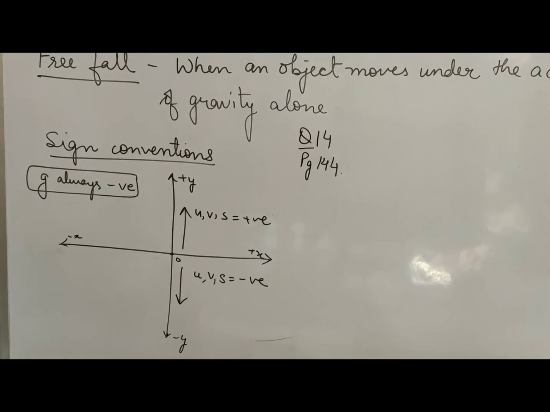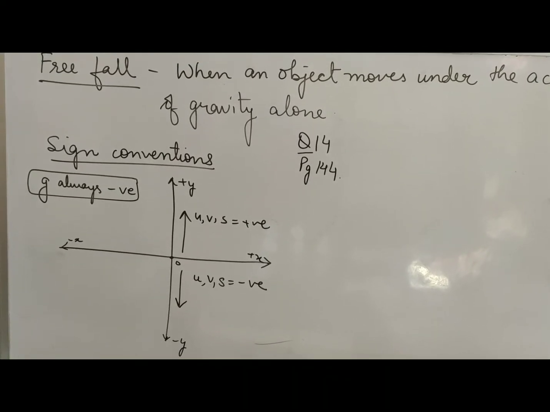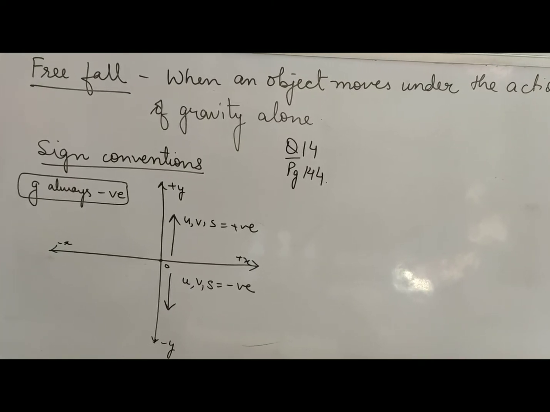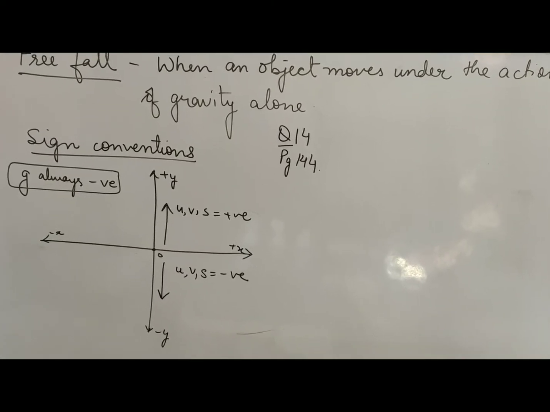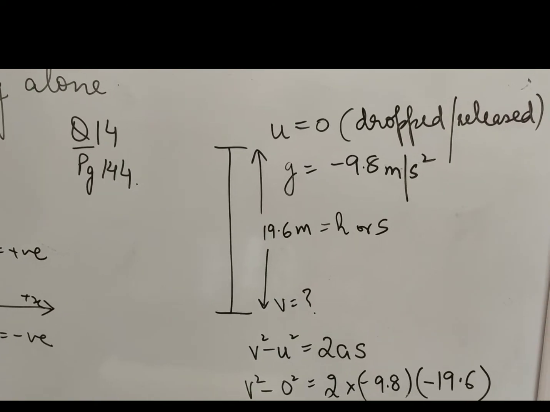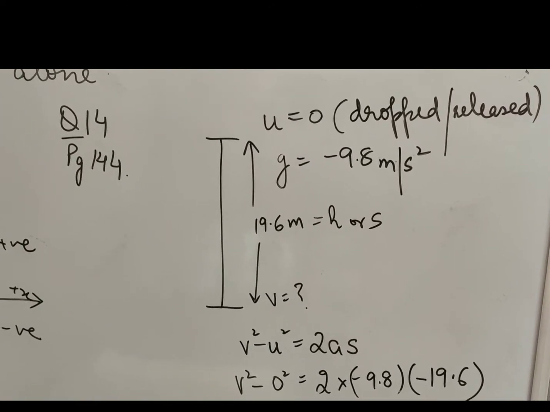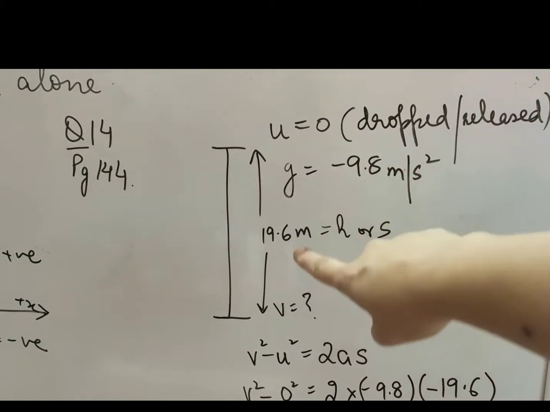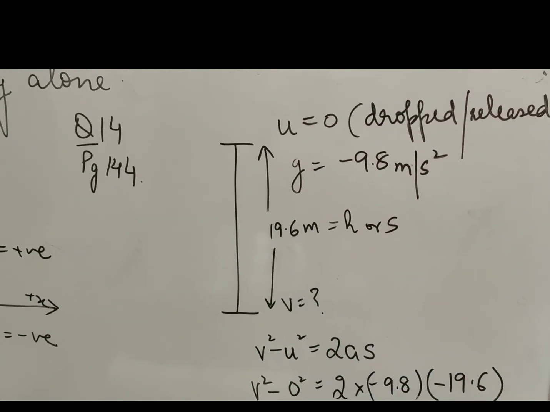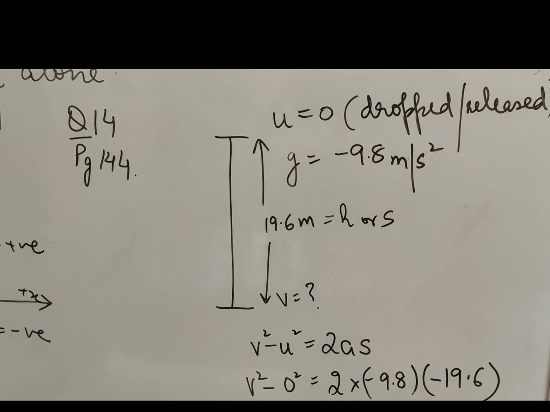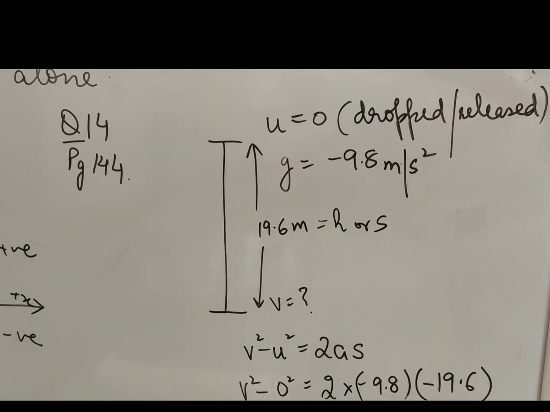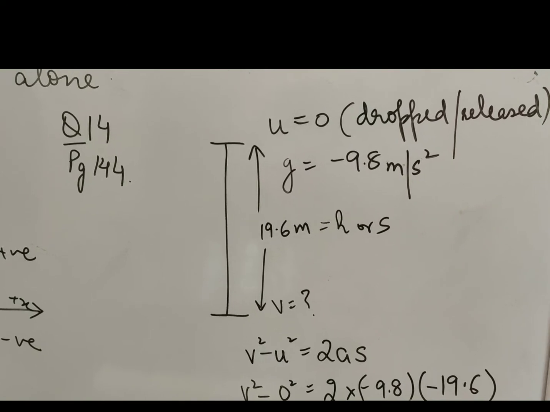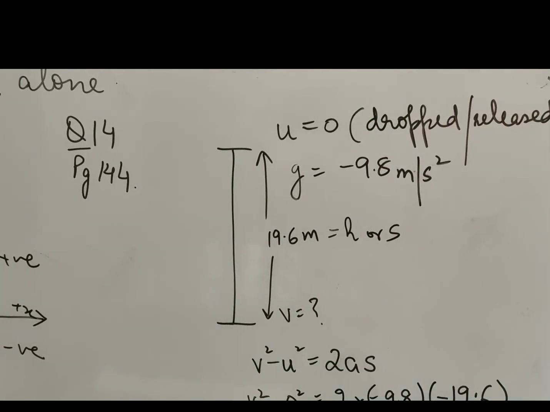Okay, so now based on these sign conventions and the concept of free fall, we are solving question number 14 from the back exercise of your NCERT, page 144. It says that an object has been dropped from a height of 19.6 meters. Now whenever the language is that the object has been dropped or released, you will consider u as 0. You have been asked to calculate the velocity with which it will strike the ground.